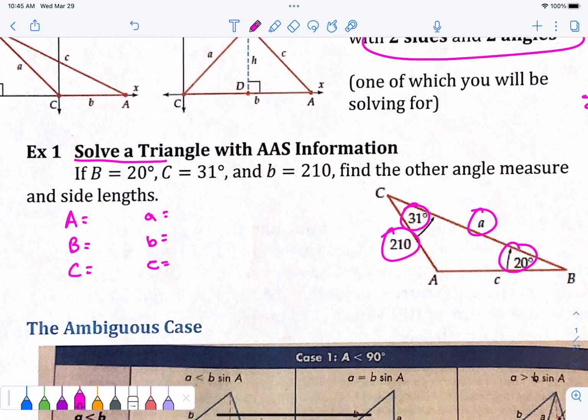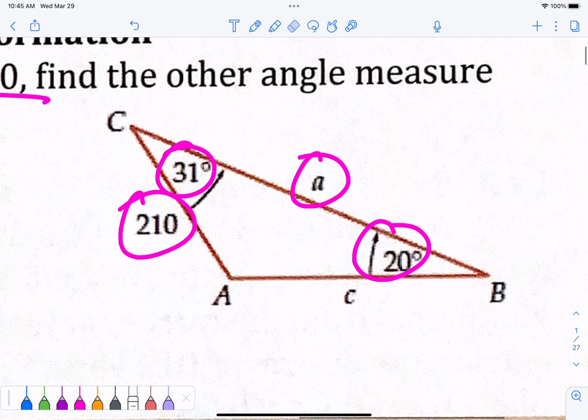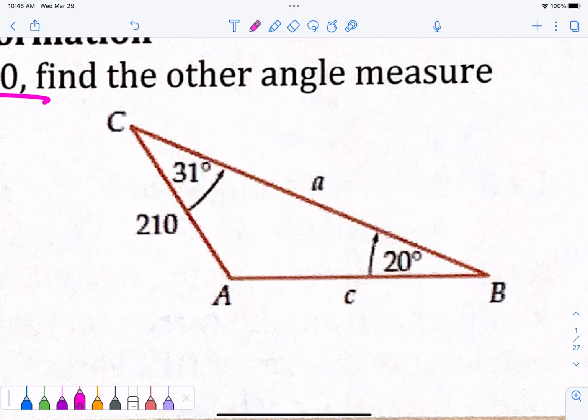If you have a triangle, all the angles add up to be 180, yes. Capital B is 20 degrees. Capital C is 31 degrees. I'm just looking off of the thing up here. And lowercase b is 210. Now, how do you know where lowercase b lives? It's opposite from angle B, right?